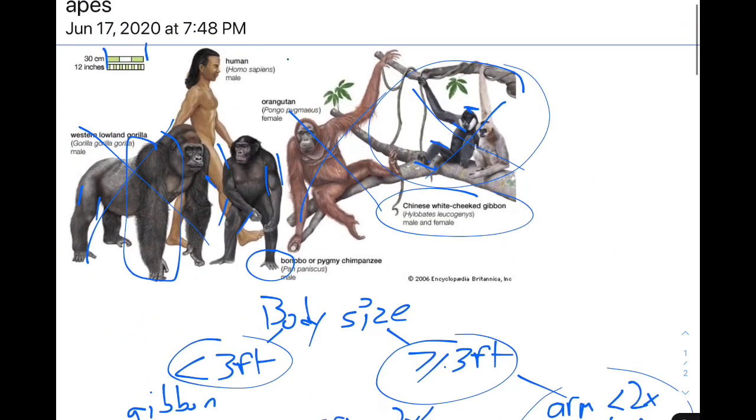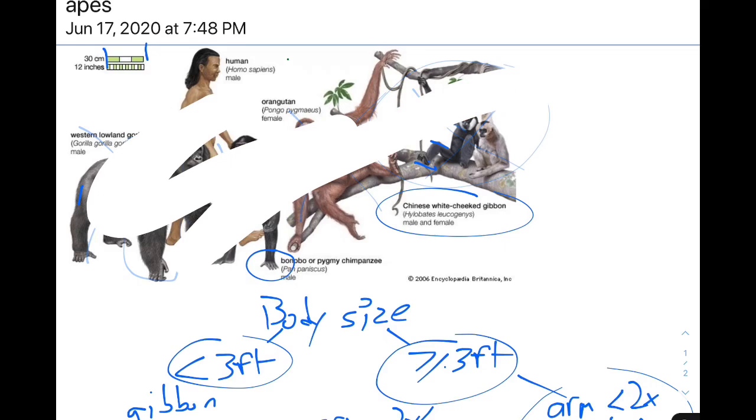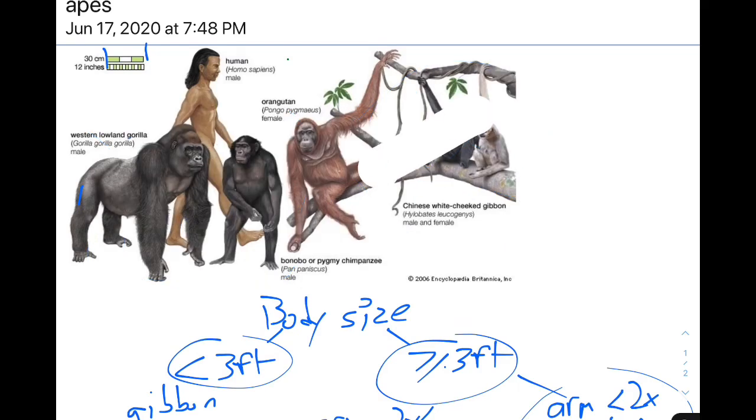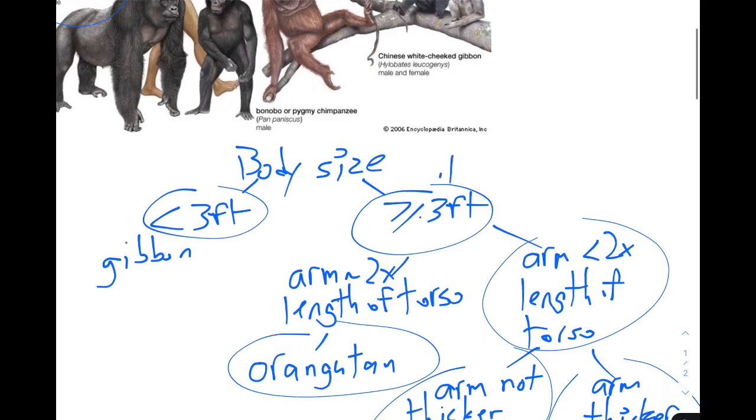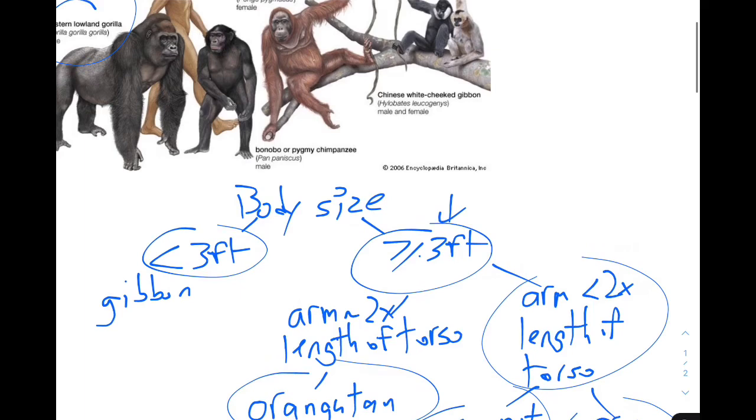And then we have identified everybody in here, and we can pick, just to test it out, any one of these to ask a question about. So let's pick the gorilla. We want to go through here and ask about the gorilla. Is the body size less than 3 feet or greater than or equal to 3 feet? This is probably taller than 3 feet. Next question, is the arm about 2 times the length of the torso?